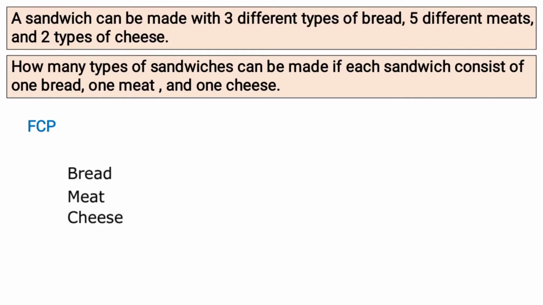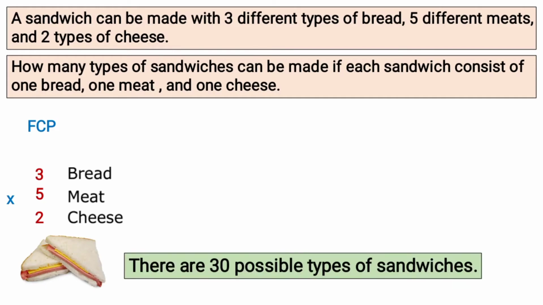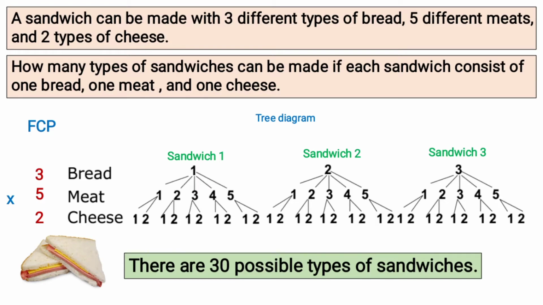We will just multiply the 3 events. For the first event, we have 3 breads. For the second event, we have 5 meats. And for the third event, we have 2 cheese. Multiply these 3 events. 3 times 5 times 2 is equal to 30 possible types of sandwiches. And this is the tree diagram of the problem.